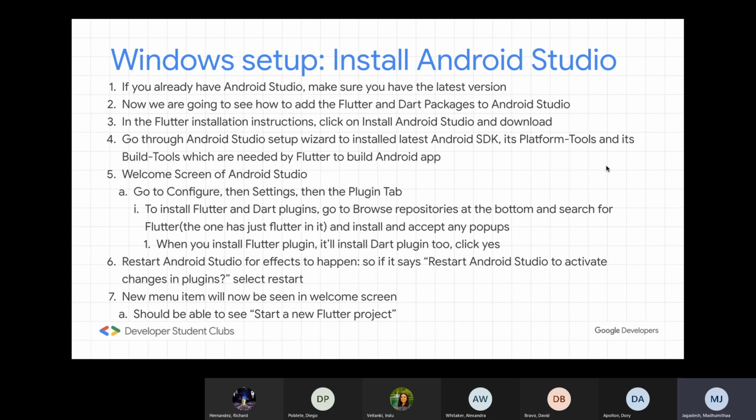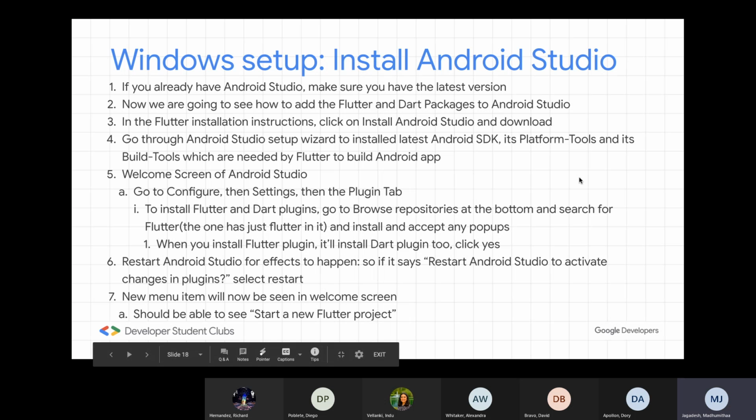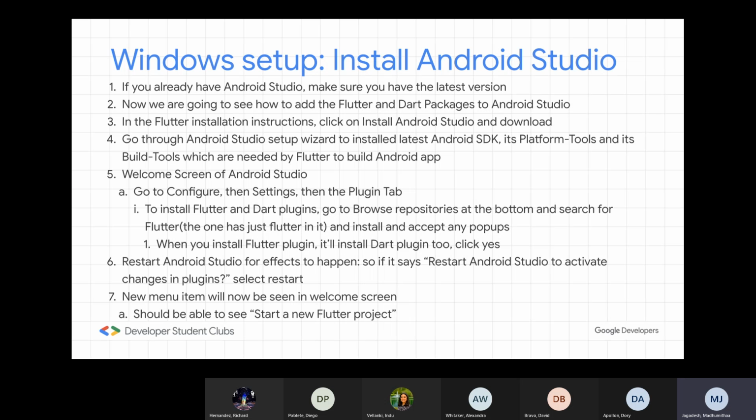After you go through all that setup wizard stuff, it should take a few minutes, and then you'll come to the welcome screen of Android Studio. Once you get to the welcome screen, I will definitely be showing you pictures of how it's supposed to look. So don't worry, I'm just going through this right now because I'm going to go over it again for Mac. Then you'll go to configure, then settings, and click on the plugin tab, and then you want to install the plugins for Flutter and Dart. There's an option to click on browse repositories at the bottom, and then you search for Flutter and install it.